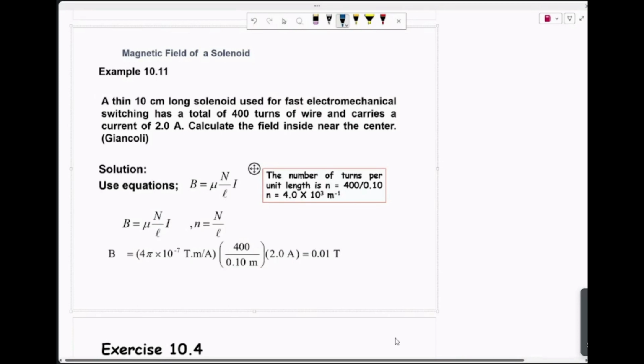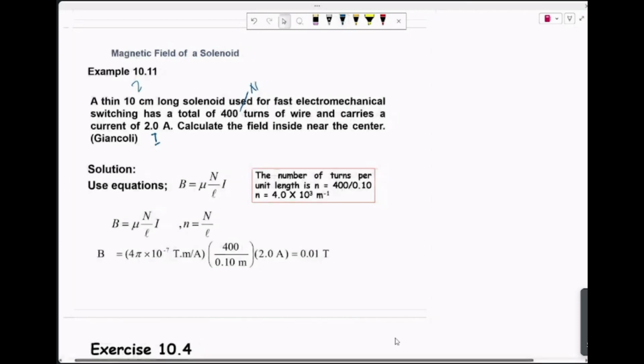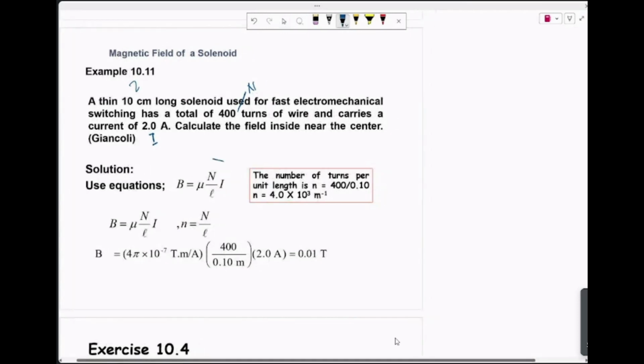A thin 10 centimeter long solenoid, so this is going to be the L, used for a fast electromechanical switch, has a total of 400 turns of wire, so this is going to be N, and carries a current of 2, so this is going to be I. Calculate the field. So the equation is this one.